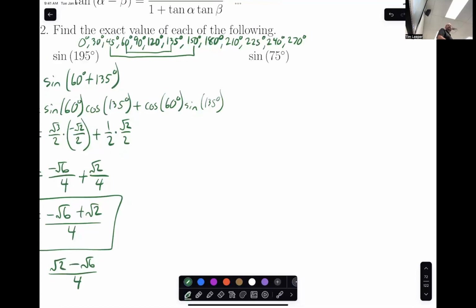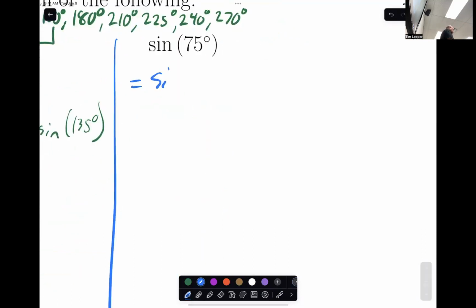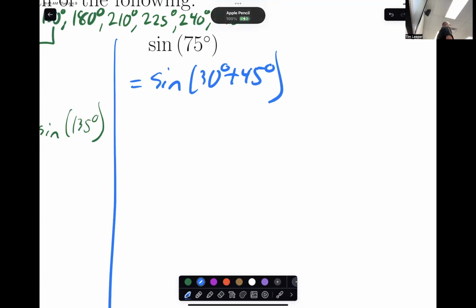Now, the sine of 75 degrees. We could add everything together still, right? So let's just do that. What two angles add together to give you 75 degrees? 30 and 45 degrees. So I want you to figure out what is the sine of 30 degrees plus 45 degrees. Go ahead, see what you got. I dare you.